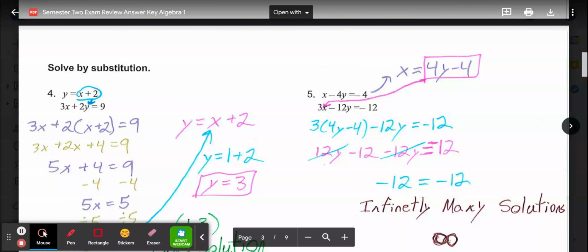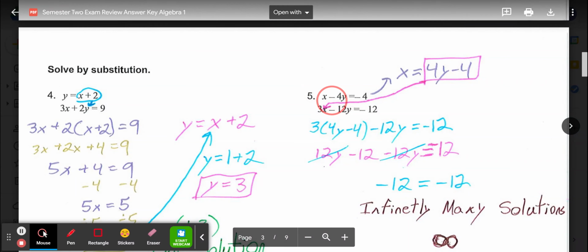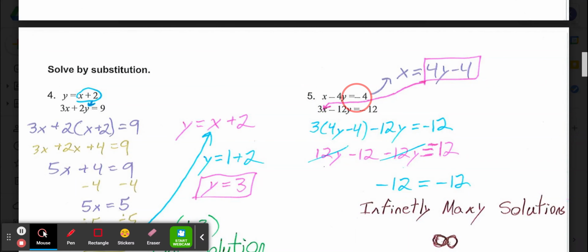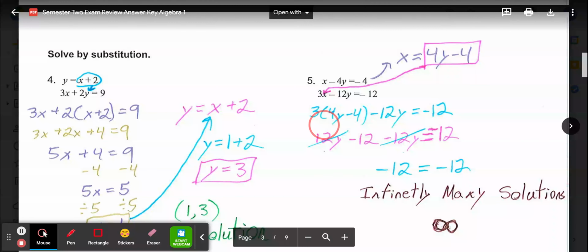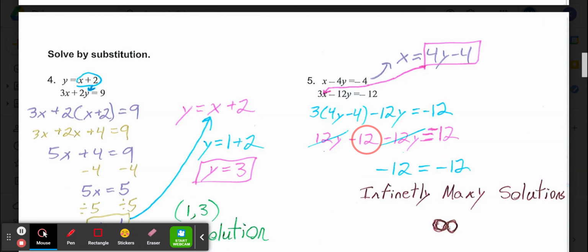Number 5, I want to get x alone in the top equation, so I'd add 4y. So x equals 4y minus 4. Take 4y minus 4, put it into the bottom equation for x. So we'd have 3 times 4y minus 4, in parentheses, minus 12y equals -12. Distribute the 3. 12y minus 12 minus 12y equals -12.